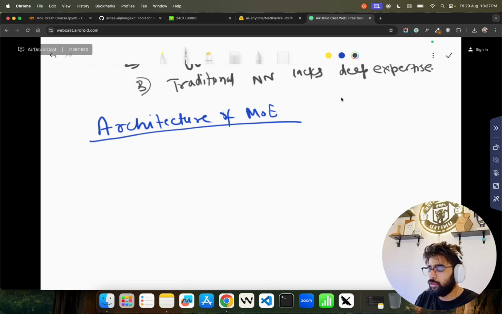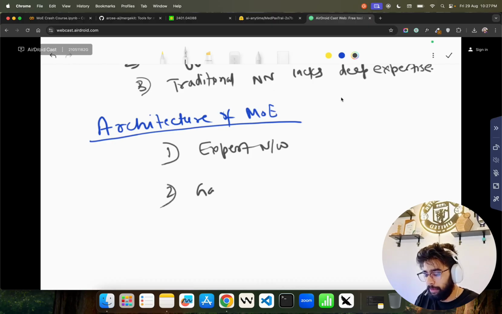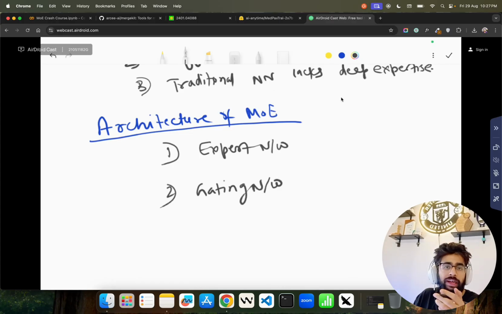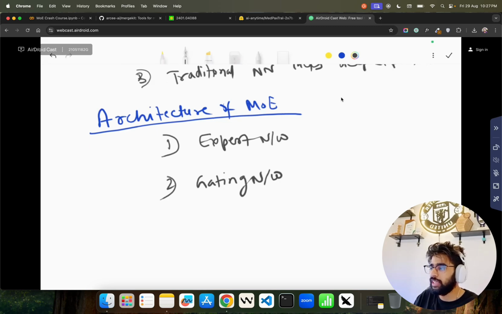Now, simply there are two that you have to remember: expert network and gating network. So I'm writing like this: one expert network and one gating network. These are two fundamental components, and this is really important for you to understand. Expert network is multiple specialized sub-networks, basically, that understand things like math, literature, coding, history, geography. And gating network is a small net that decides which experts to activate. Okay, so these two are fundamental things that you have to understand.